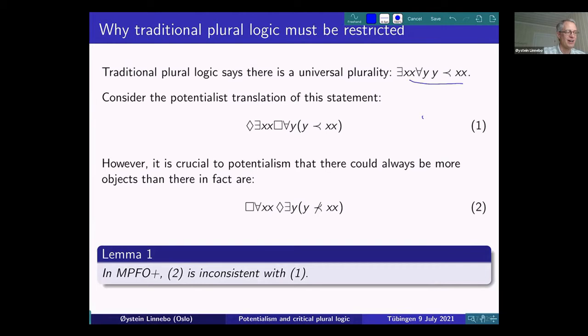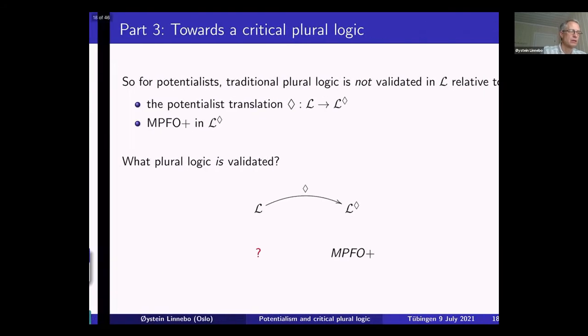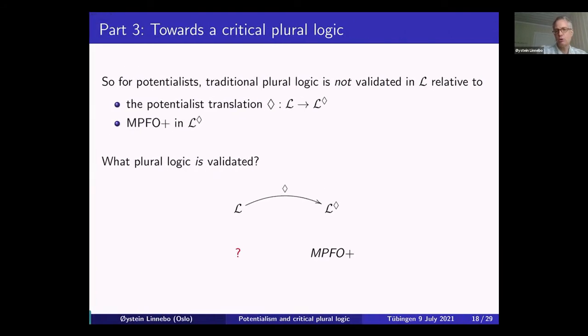But that, of course, flies straight in the face of potentialism, which says that necessarily, however many things you have, there could be yet more. Potentialism says that you can always generate more. So if one is attracted to potentialism, you can't have the traditional plural logic in the non-modal language L. So what we've got to do is to identify the correct plural logic to have in the non-modal language L.